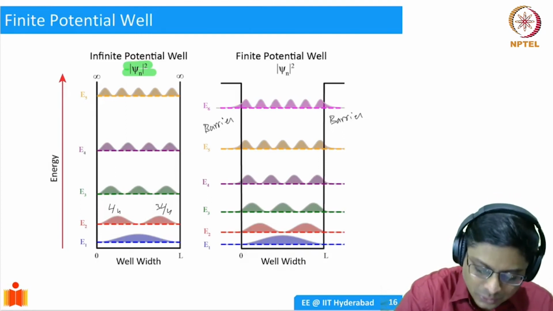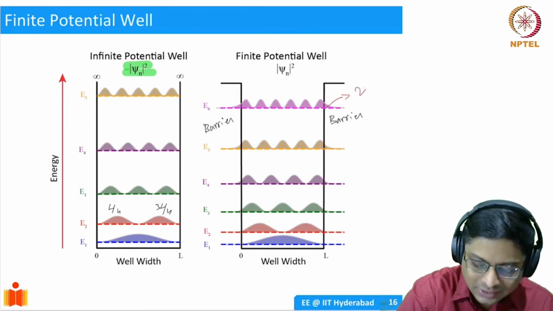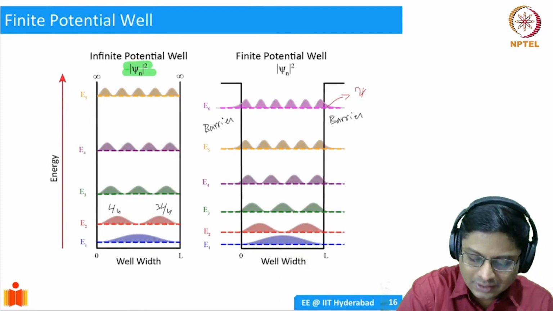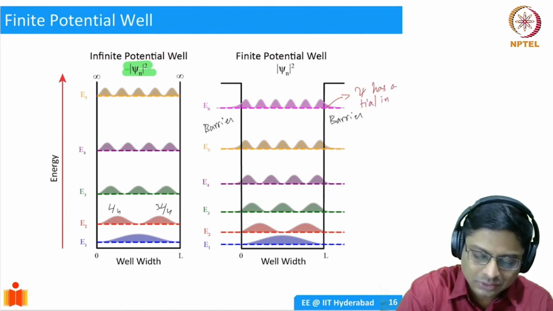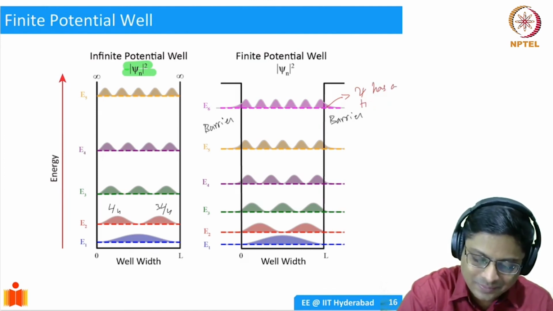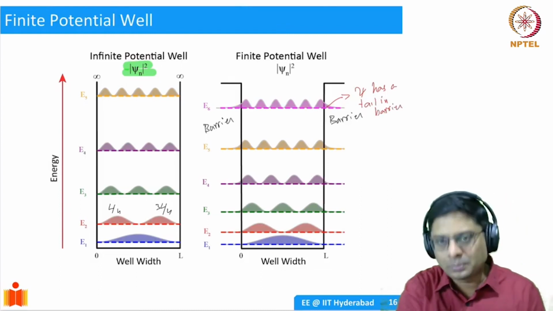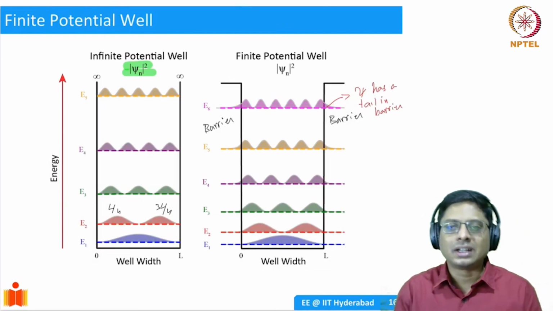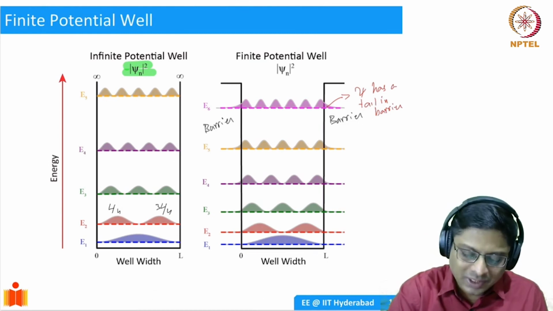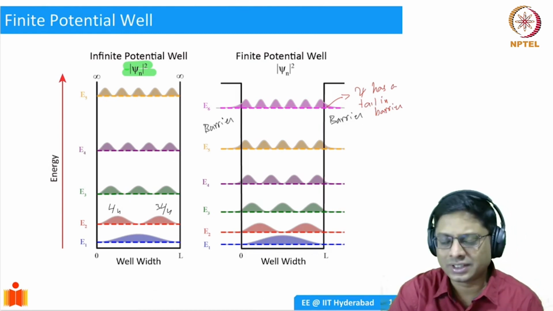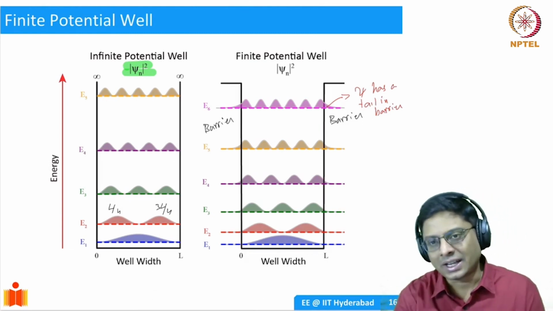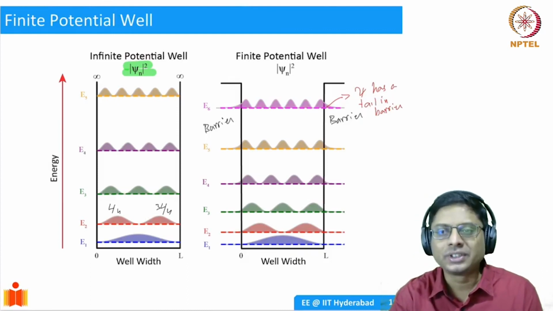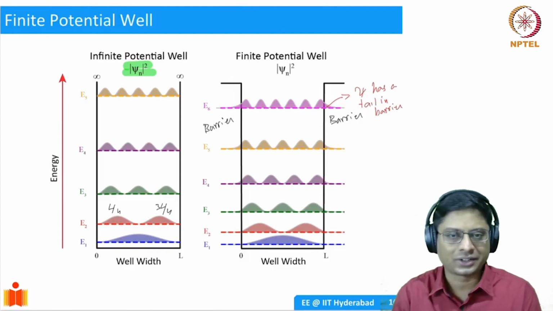Okay. So basically, if you look at this, the wave function psi has a tail in the barrier. There's a small probability of finding it. And this probability of finding is called tunneling, basically. What we see is that the electron is tunneling into the barrier regions. That's why there's a non-zero probability of finding an electron there.